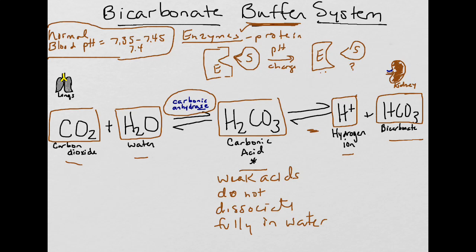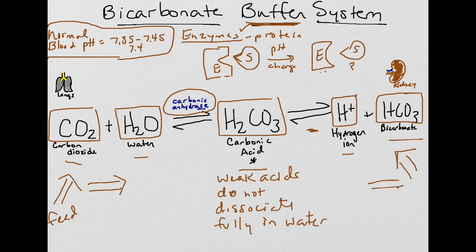As I talked about in class, when you see these arrows going both ways, you can think of it as a system that you can feed. If we feed this side, where the carbon dioxide is, it'll push the reaction in that direction. If we feed this side, it'll push the reaction in this direction. And by feed, I mean give it ingredients. If we give it hydrogen ions, or we give it bicarbonate, or if we give it carbon dioxide.